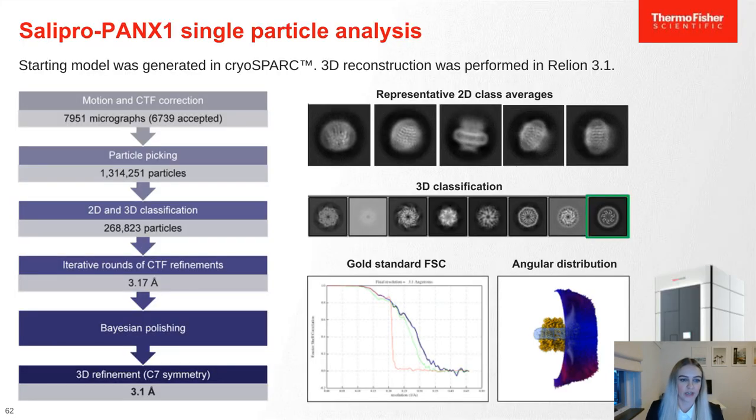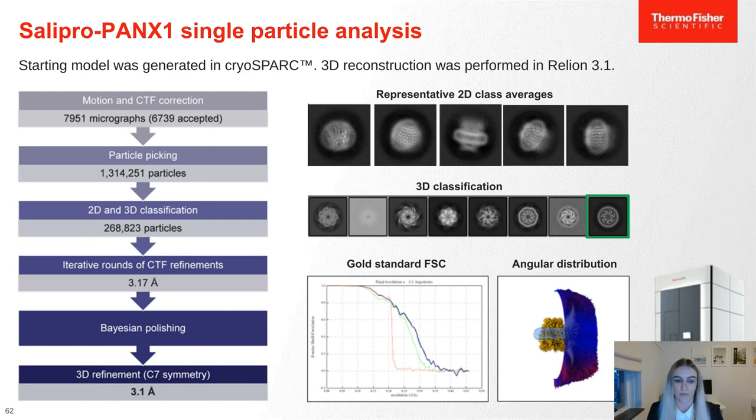So let's now jump into the processing of the data for the Connexin 1 channel. In total, I collected nearly 8,000 micrographs in a one-day session on the cryo-EM. And from this data set, I picked 1.3 million particles and performed 2D classification. You can see some representative 2D class averages on the top right.